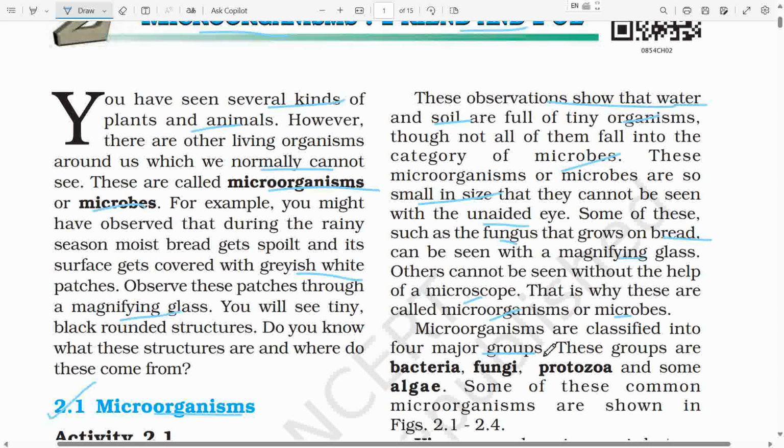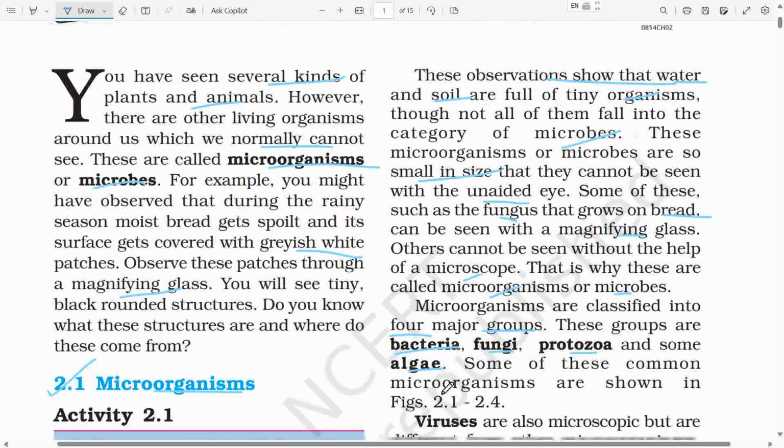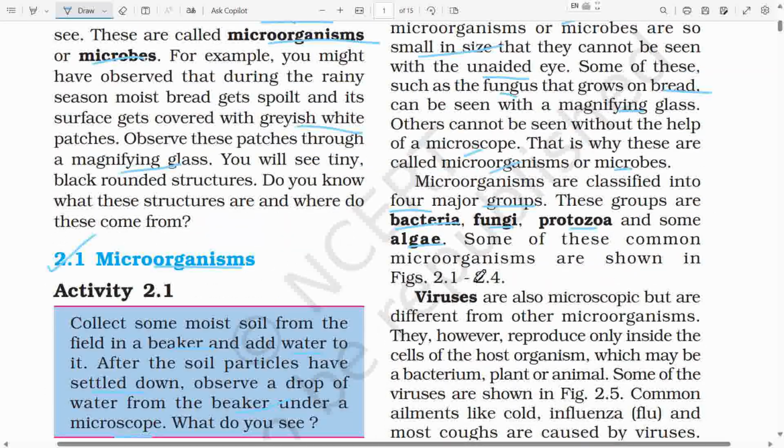Microorganisms are classified into 4 major groups. These groups are bacteria, fungi, protozoa, and some algae. Some of these common microorganisms are shown in figures 2.1 to 2.4.